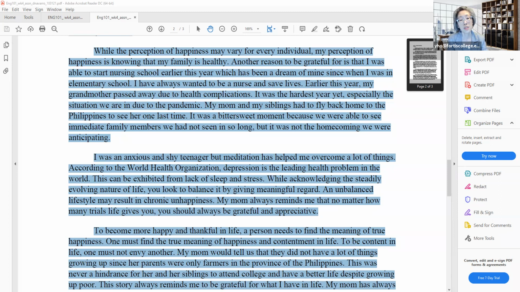And so here is the same thing. Paragraph 2 is reason one, paragraph 3 is reason 2, paragraph 4 is reason 3, and paragraph 5 is your conclusion.